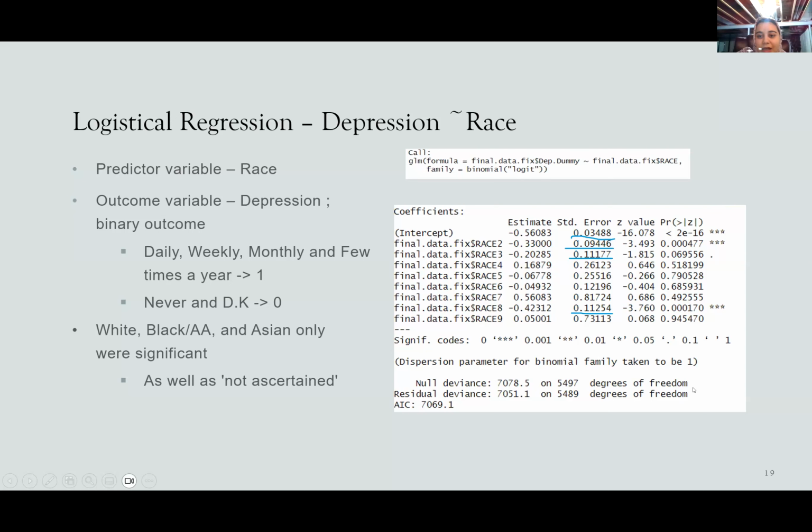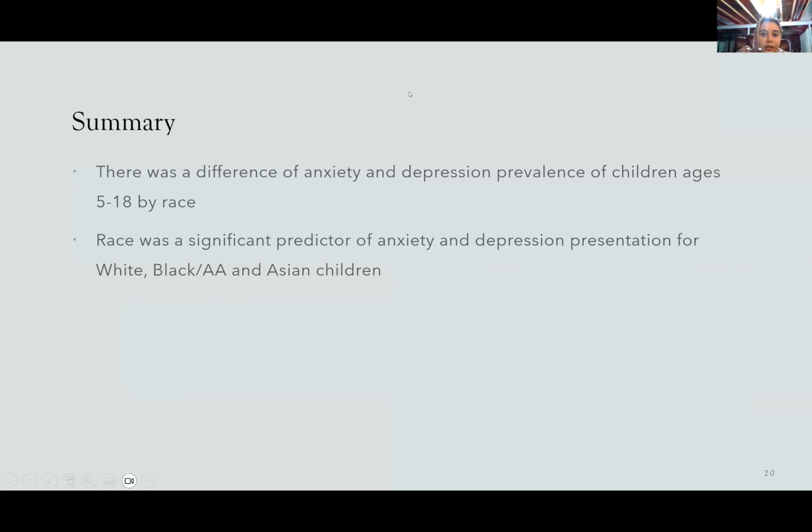Okay. And here we have the percentage of how much race is a variable of anxiety. So in summary, there was a difference in anxiety and depression prevalence by race, a significant difference. And race was also a significant predictor of anxiety only for white, Black, African American, and Asian children.